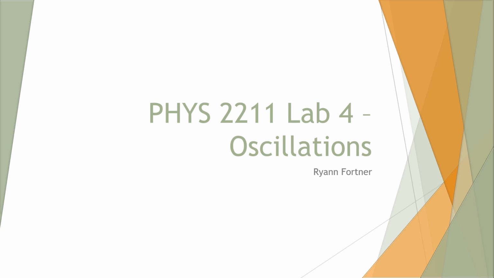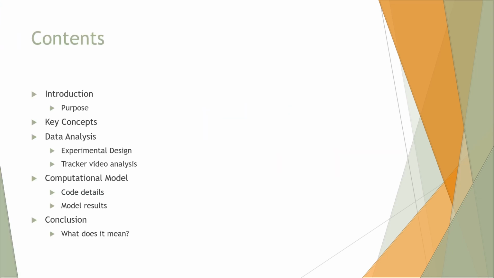My name is Ryann Fortner, and this is my Physics 2211 Lab 4 on oscillations. Firstly, I'll go over the purpose of the lab and the key concepts. Then I will analyze the data taken from Tracker, and then I will create a computational model that models the change in energy versus time and the change in position over time. Then I will answer some relevant questions about the data.